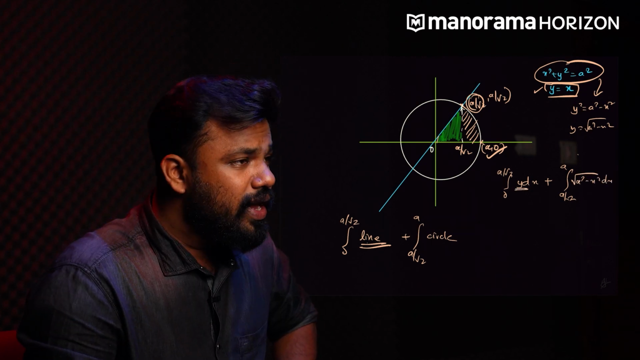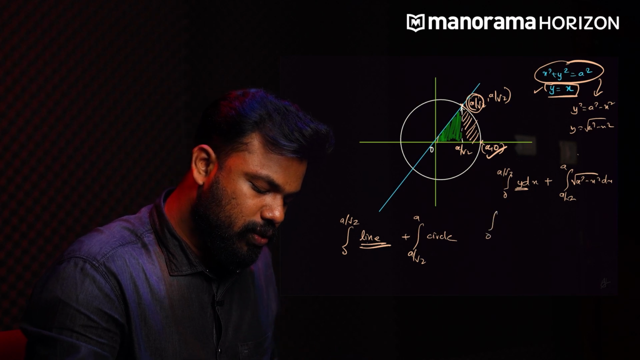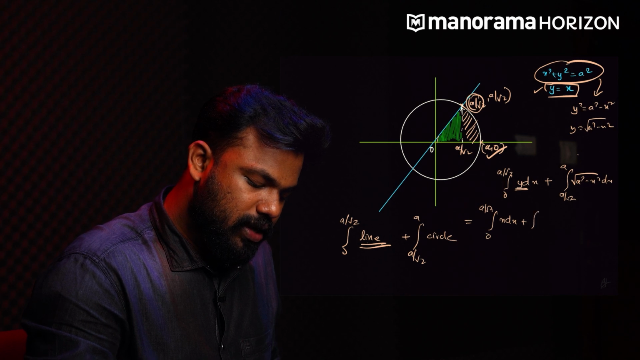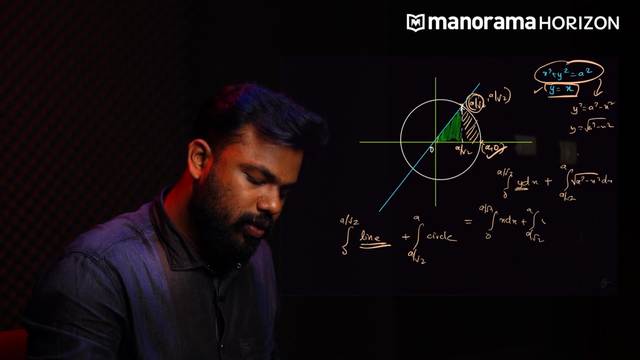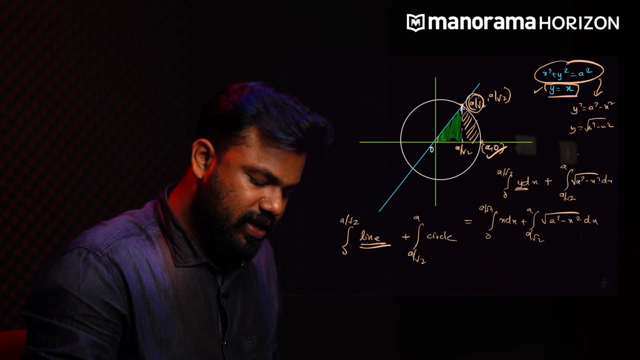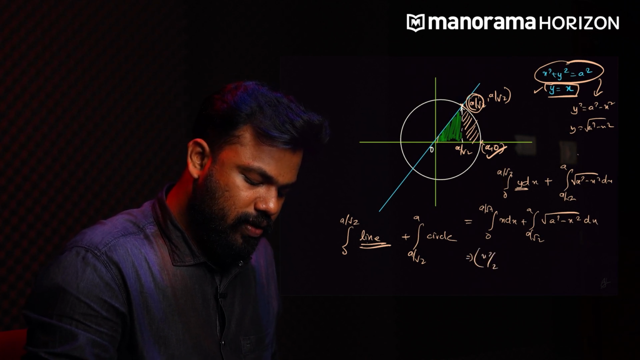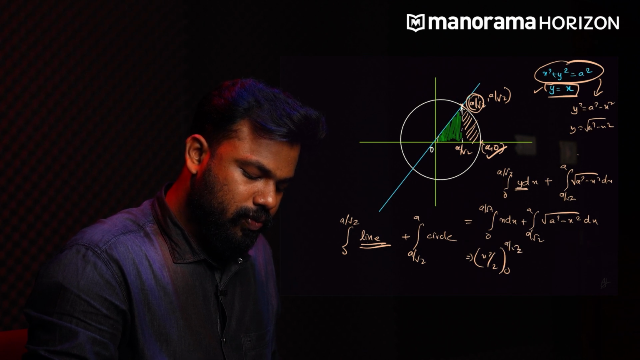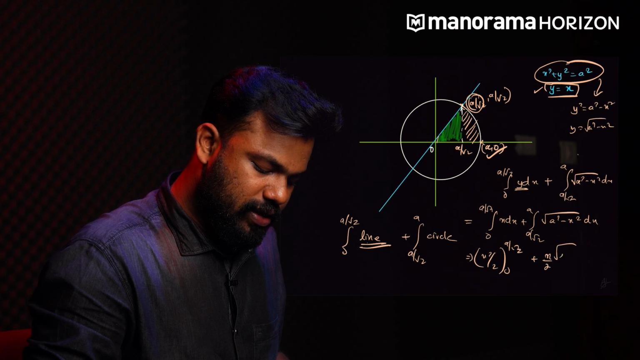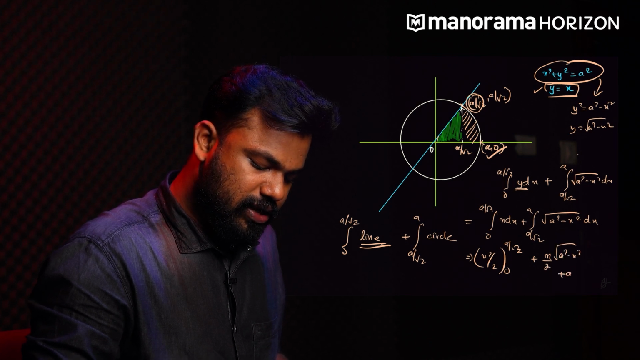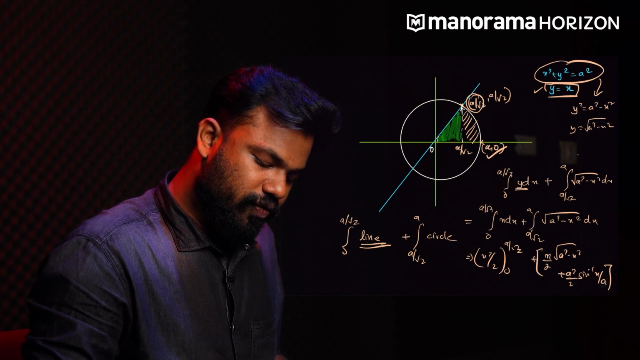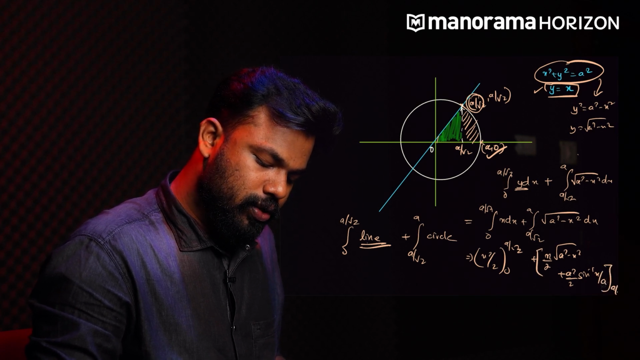What is y here? y is equal to x. So you can put 0 to a by root 2 x dx plus a by root 2 to a root of a square minus x square dx. What is the integral of x dx? It is x square by 2 from 0 to a by root 2 plus root of a square minus x square. The integral is x by 2 root of a square minus x square plus a square by 2 sine inverse x by a. And that also from the limit a by root 2 to what?